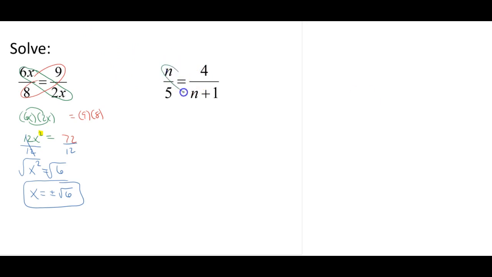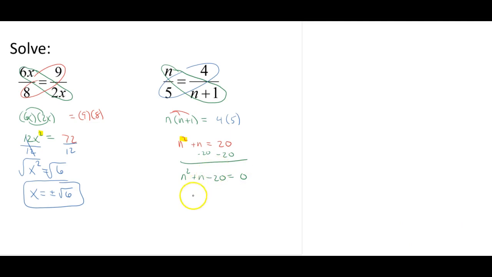Now the next one, cross multiply using the variables first, means I'm going to do n times n plus 1 equals, now I'm going to multiply 4 times 5. I have to distribute the n, so I would get n times n is n squared, n times 1 is plus n, equals 20. Again, I have to notice that this is a quadratic, so I have an n squared and an n term, so I must set it equal to 0 by subtracting 20 from both sides. N squared plus n minus 20 equals 0.